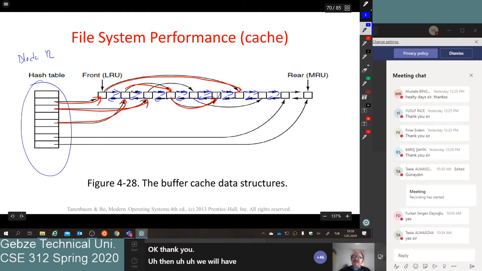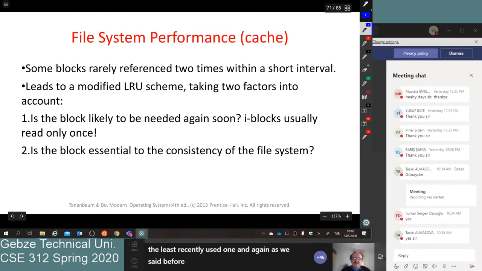Then we will have a hash table. That hash table will tell us if the block is in the cache or not. But then we have a separate data structure for the LRU algorithm. The LRU algorithm is like a queue. At the top of the queue, you have the least recently used block, and at the bottom you have the most recently used block. Whenever you need to make a replacement, of course, you take out the least recently used one. And again, as we said before, there are exceptions: the inode, or the essential block. These are the two things. So it is an LRU, but it's a modified LRU.